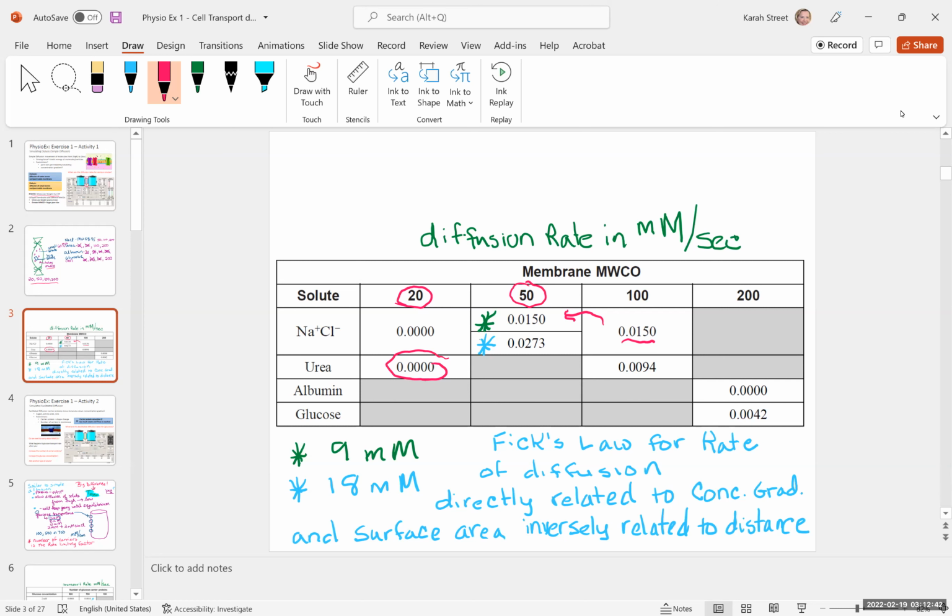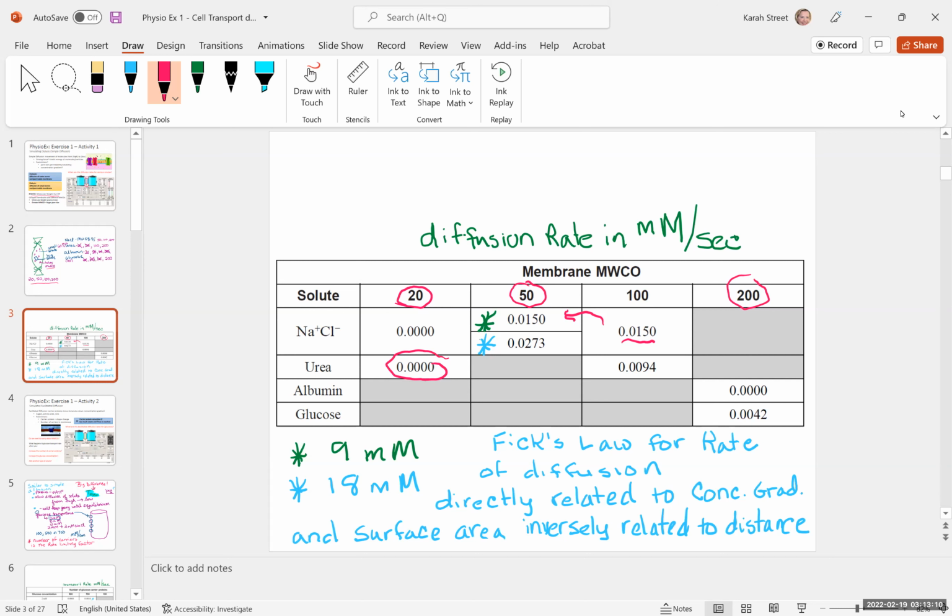Then we jumped up to a molecular weight cutoff of 200. We did not repeat the sodium chloride portion. Why? Because we already know sodium chloride can diffuse. We did not repeat urea. Why? We already know urea would diffuse. But albumin was not able to diffuse. It is much too large. It was not able to get through those molecular weight cutoff holes.